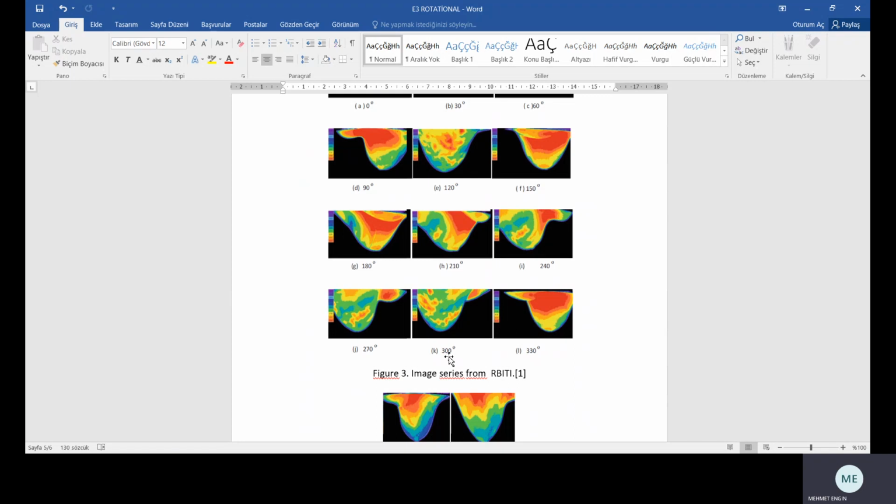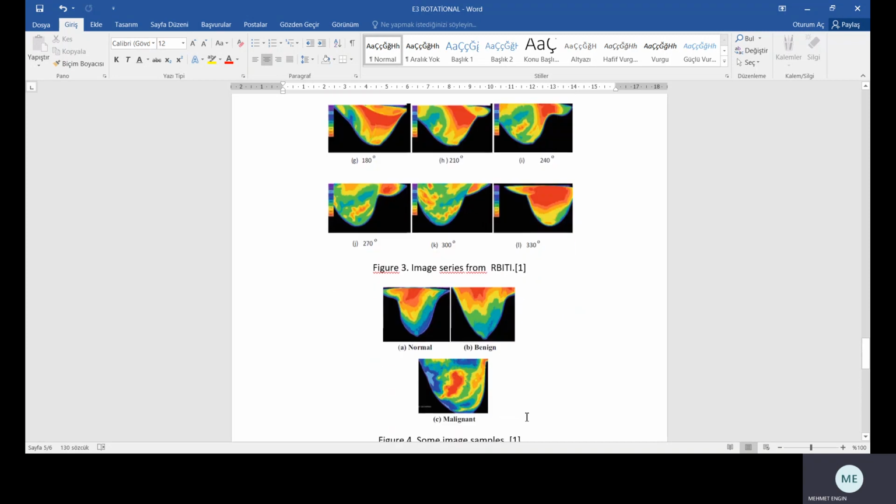Further, the patterns of thermal variations between normal and benign conditions are often indistinguishable. Hence, the characterization study is also important for detection of breast cancer. Examples of normal, benign, and malignant thermograms are shown in figure 4.